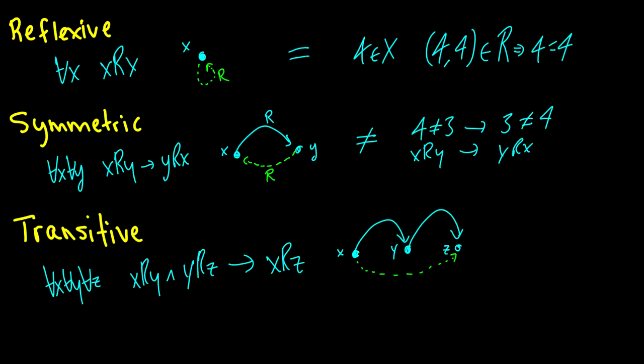A good example of this is the less than sign. If we have 1 less than 2 and 2 less than 3, then we can infer that 1 is less than 3. Pretty simple stuff.